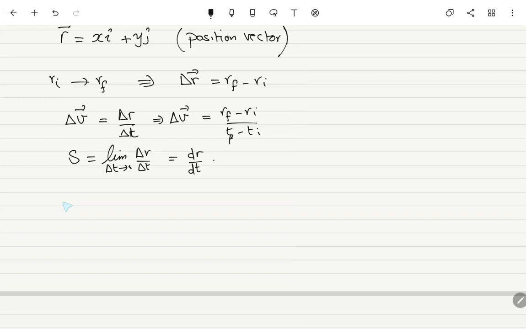One more thing: the average acceleration, following the same rules as before, but in two dimensions, is delta v divided by delta t. The instantaneous acceleration is equal to the limit as delta t goes to 0 of delta v by delta t, or the first derivative of velocity with respect to time. In other words, it is d squared r by dt squared.